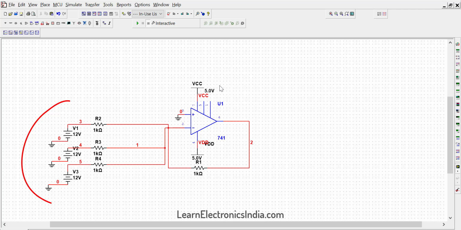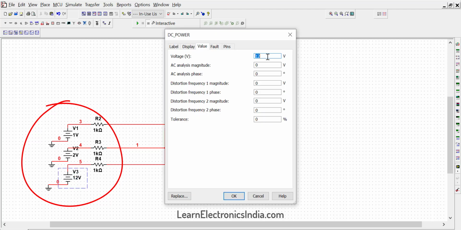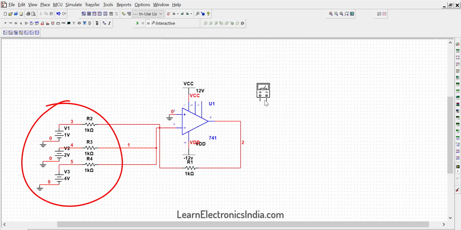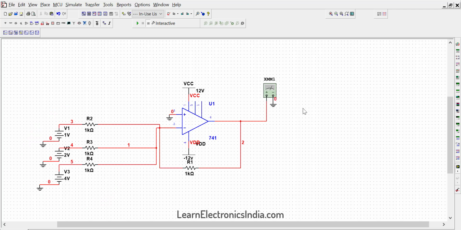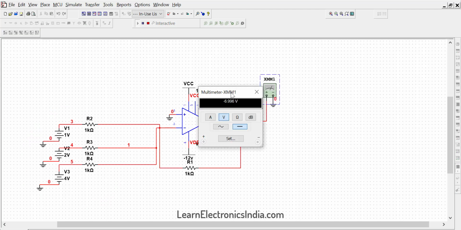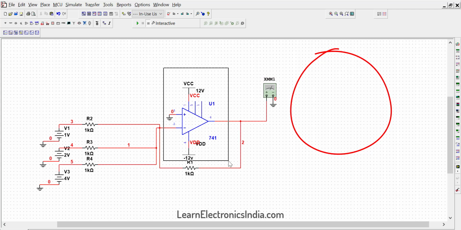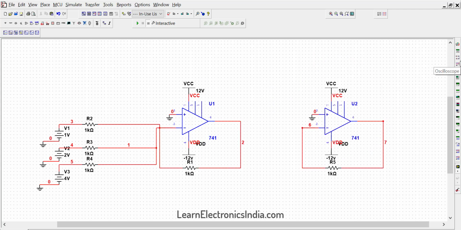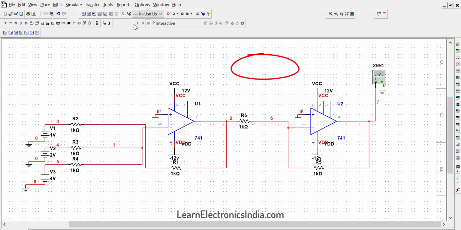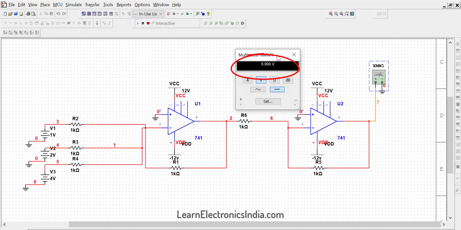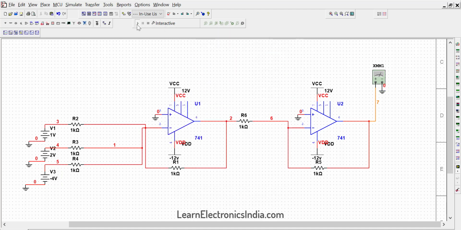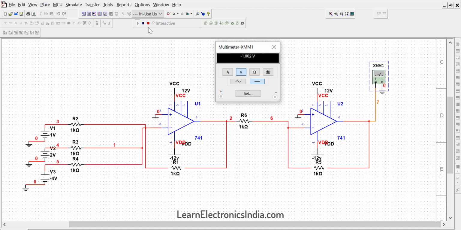Now let's keep V1 as 1 volt, V2 as 2 volts and V3 as 4 volts. Hence the output voltage by this formula is minus 7 volts. But as the sign of output voltage is negative, we will add an op-amp with negative feedback of 1 to get the correct sum. After connecting the output of the inverting summer to the input of the inverting op-amp, we get the output voltage as 7 volts. We can change the value of input voltages and observe the output.